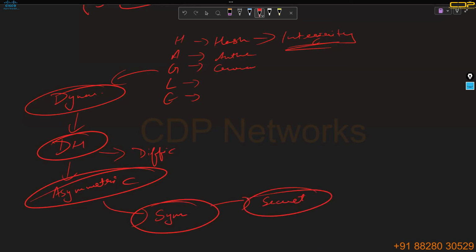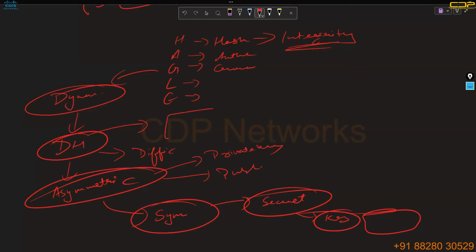What will this secret key do? This key will decrypt and encrypt your data. Encryption and decryption will be performed here. In this asymmetric key, it will generate two types of keys: one is your private key and one is your public key. Here we will talk about the internal part of Diffie-Hellman. How does this Diffie-Hellman work? There is basically one math formula here. We will talk about that formula also during the sessions.